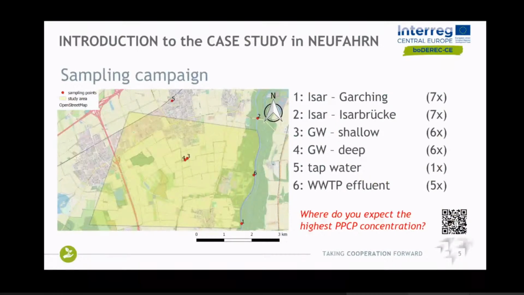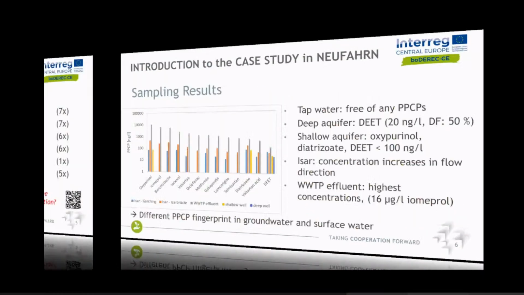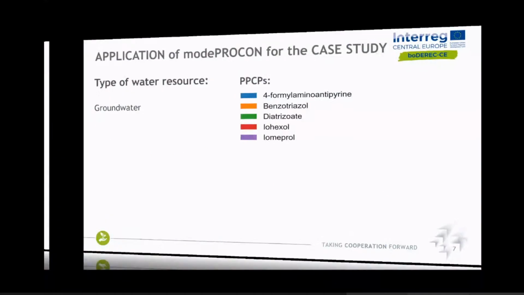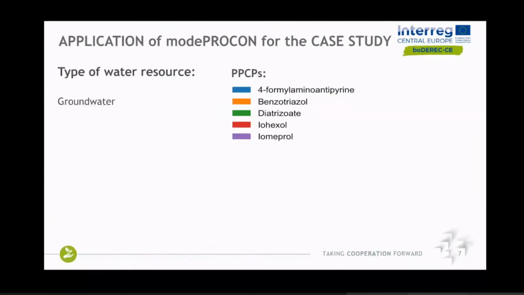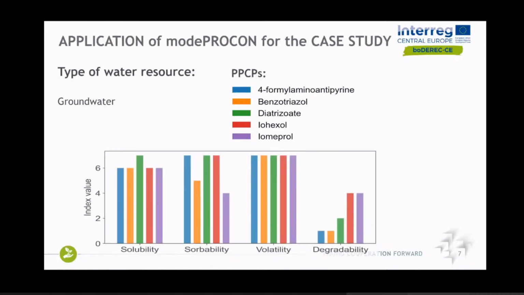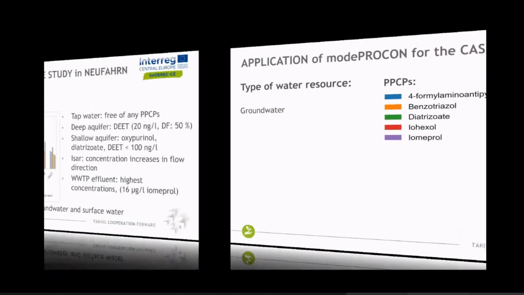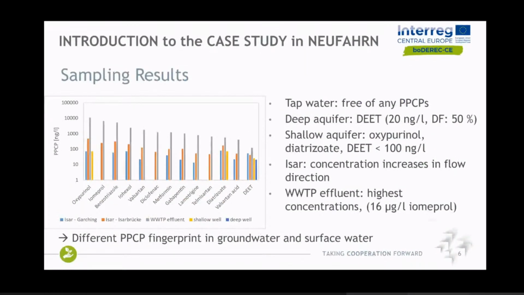Just for the sake of comparison, to understand the situation, we also used those chemicals in modePROCON. A question came up whether we used the data. No, we just used the names of these chemicals and tried to see what modePROCON says. The results of modePROCON were also, I would say, similar. The indexes were quite high. That means from the theoretical point of view of modePROCON, these PPCPs or substances can be found in water sources. And to be honest, this was more or less the situation in our case study.